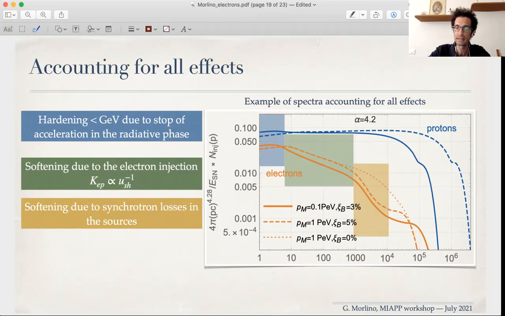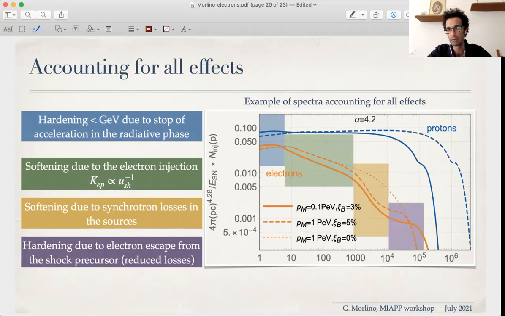And notice that in this case, using parameters suitable to fit the electron spectrum at the Earth, the self-generated magnetic field is not enough to account for the correct break observed in the electron spectrum. We also have to assume some level of turbulent amplification in the downstream, because this is producing a much sharper cutoff. Finally, above 10 TeV or so, we see a hardening of the spectrum due to electrons that are escaping from the precursor of the shock.